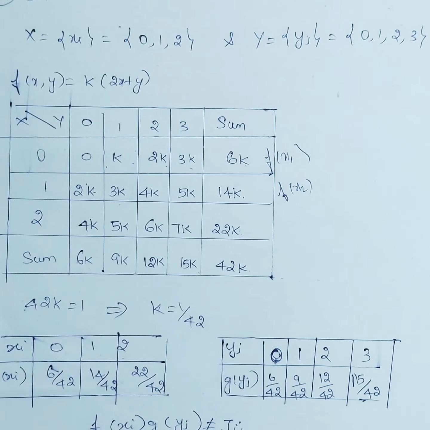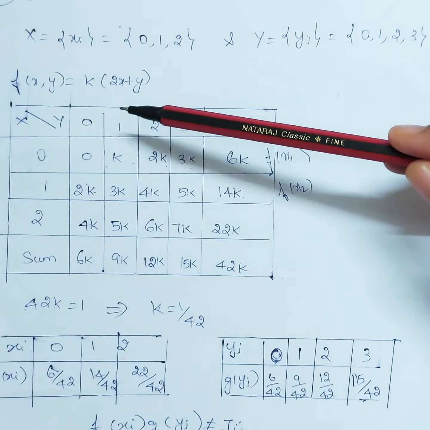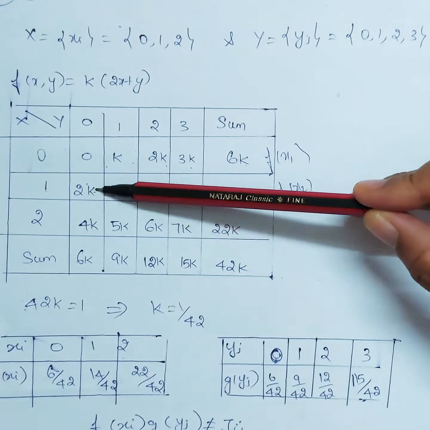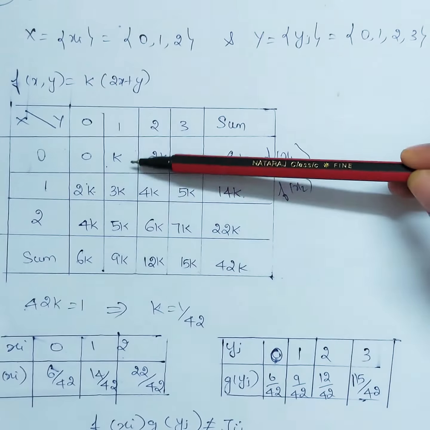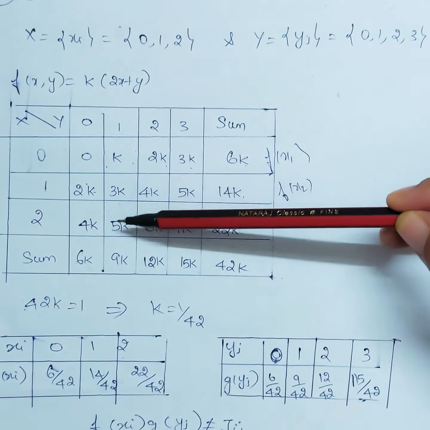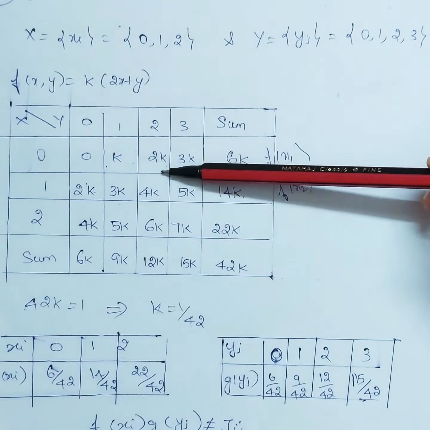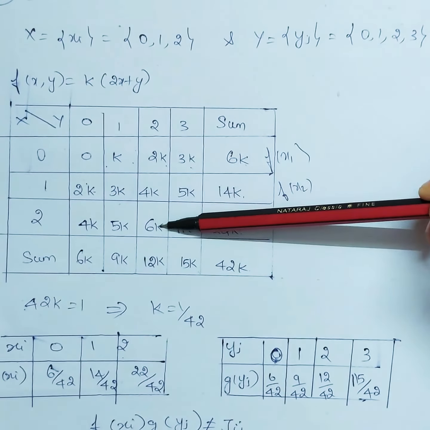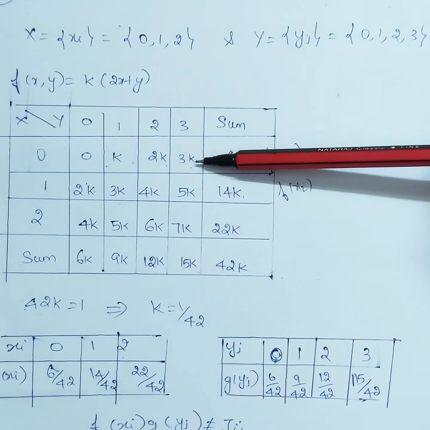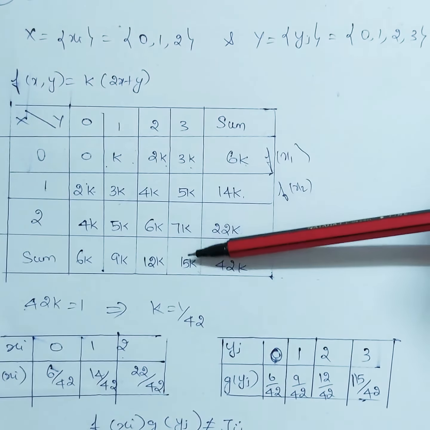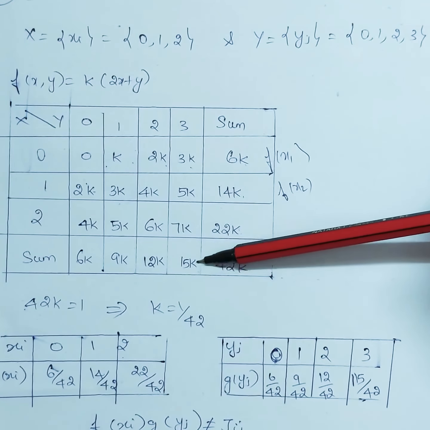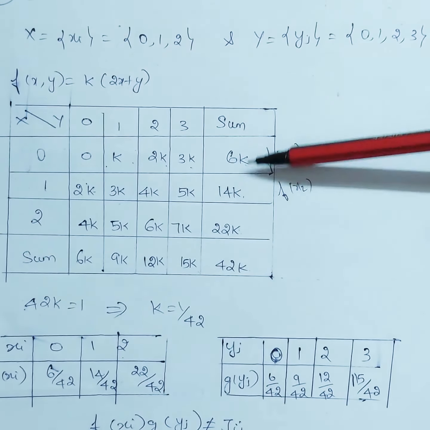So now how to find the g values? We have to add column wise, correct? 0 plus 2k plus 4k, 6k. k plus 3k plus 5k, 9k. 2k plus 4k plus 6k is 12k. Finally, 3k plus 5k plus 7k is equal to 15k. Now we got all the k values.